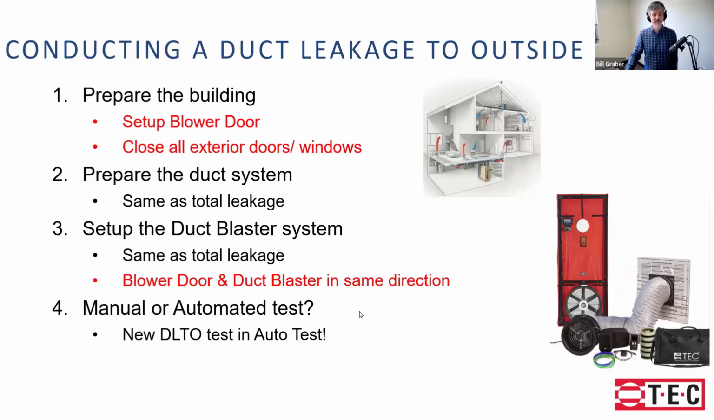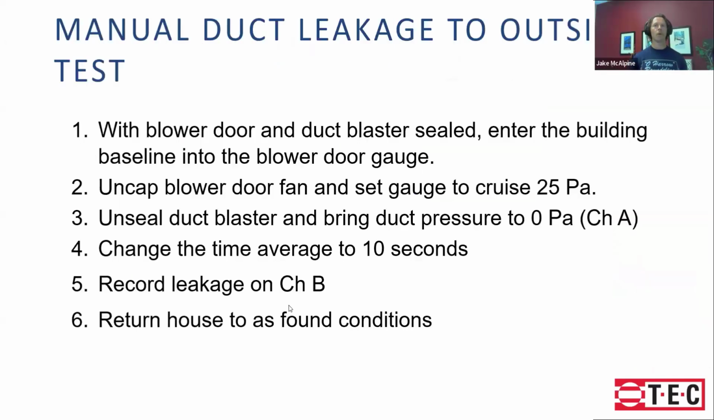Exactly. Yeah, makes sense, Jake. Yep. And so when we're doing a manual version of the duct leakage to outside, with the duct blaster and blower door both capped off, we're going to do a baseline on that blower door gauge and enter that in. So it's baseline adjusted. And then we're going to open up the fan for the blower door, and we're going to have that gauge cruise to 25. We'll walk away from the blower door then and go to the duct blaster. The house is now cruising at 25. So even if there's wind, we're accounting for that, and we're maintaining 25.